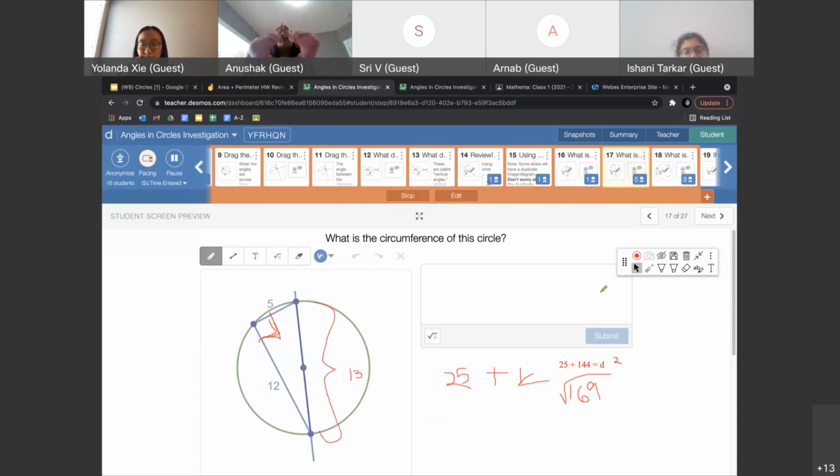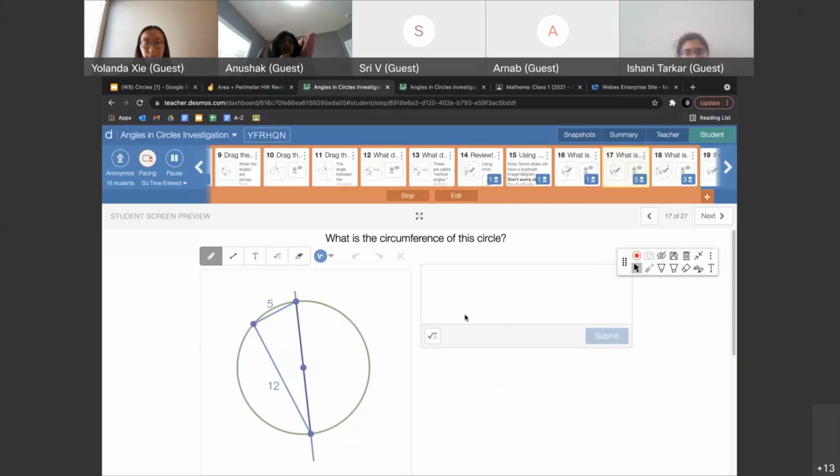And to find the circumference, we do pi times the diameter, which with 13 leaves us with 13 pi. So we can put 13 pi as our answer. Good job to everybody who got it. I think that was a lot of you.